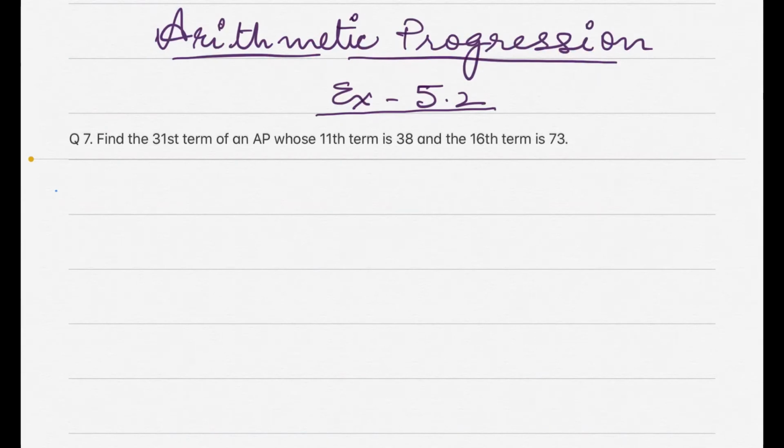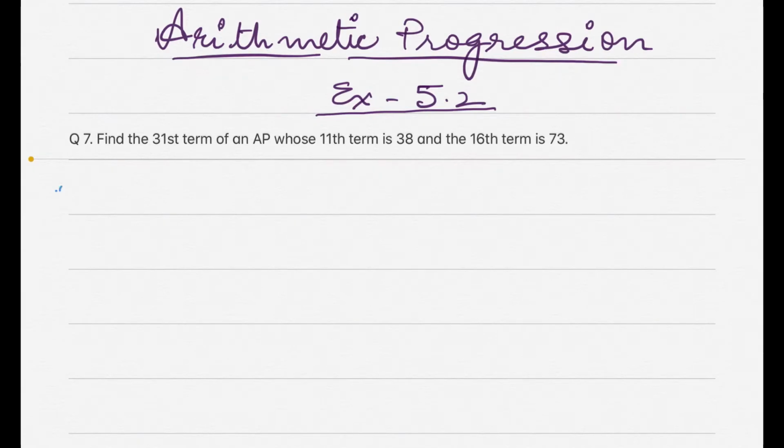Okay guys, so we are continuing with the chapter of arithmetic progression and we are still on exercise 5.2. So now this is question number 7. Question number 7 says find the 31st term of an AP whose 11th term is 38 and 16th term is 73. So we are given the 11th term and the 16th term and we have to find the 31st term.